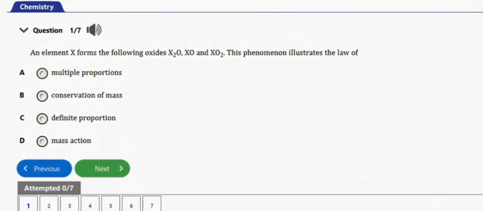In this video, we're going to learn how to solve these chemistry problems under laws of chemical combination. So we have 7 repeated questions to practice with in this video. Let's get started.